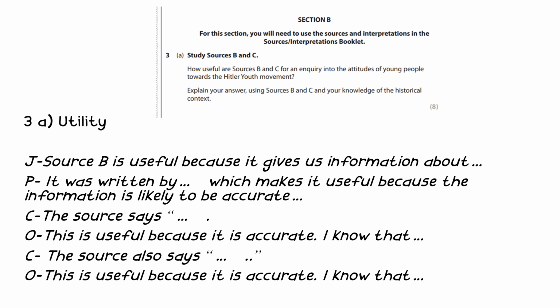the Hitler Youth movement. To really make your point clear, you're going to then write the source also says and pull out a quote. This is useful because it's accurate. I know that. And once you've done that for source B, you're going to repeat the same process for source C. So source C is useful because it gives us information about. It was written by whoever it was written by. You're going to find that out, which makes it useful because the information is likely to be accurate. And then you're going to go on and talk about content. So just remember, use whatever knowledge that you have to support the content.